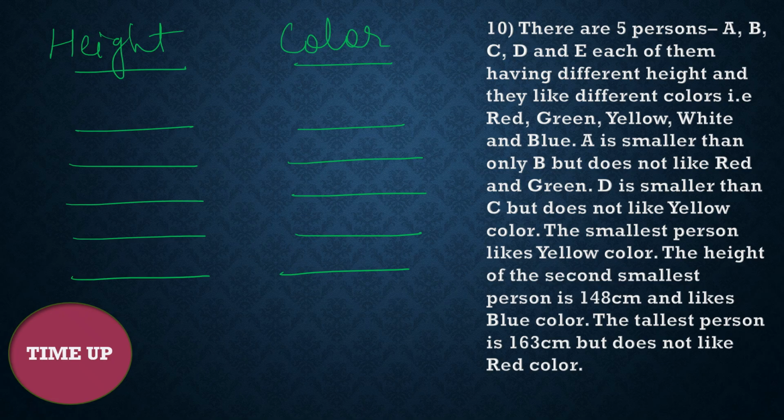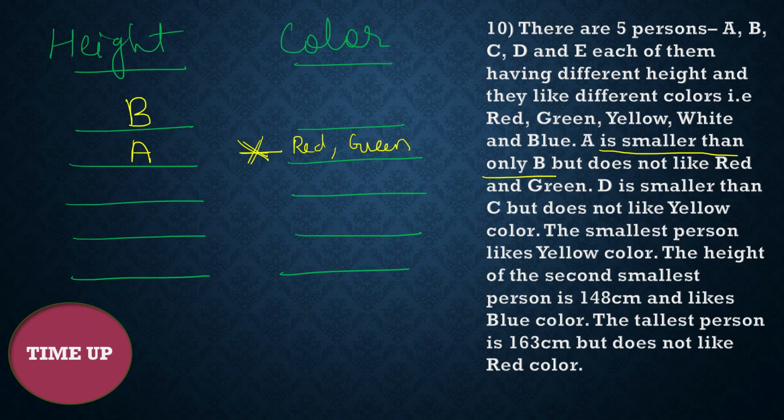A is smaller than only B, but A does not like red and green. So here red and green cannot come.